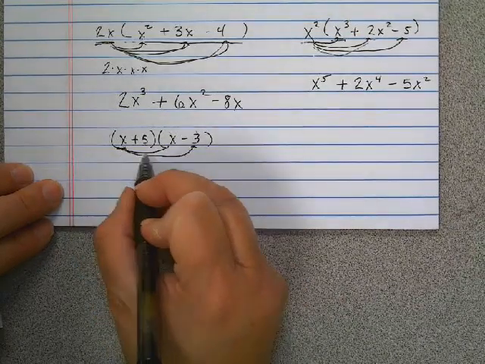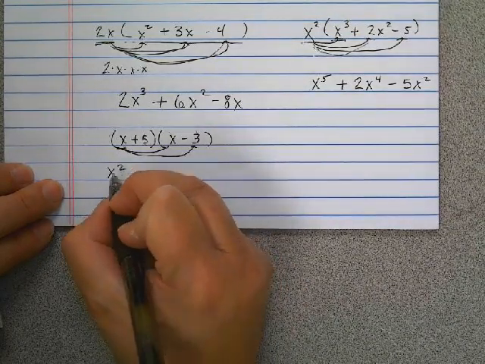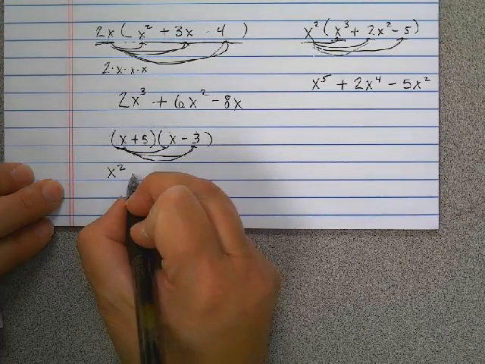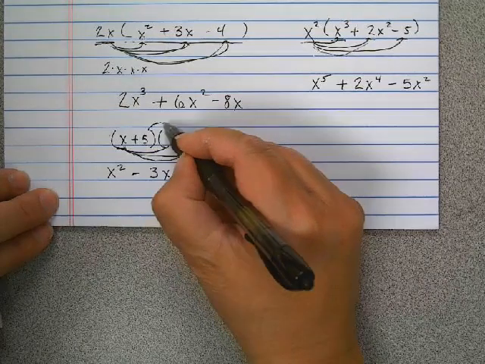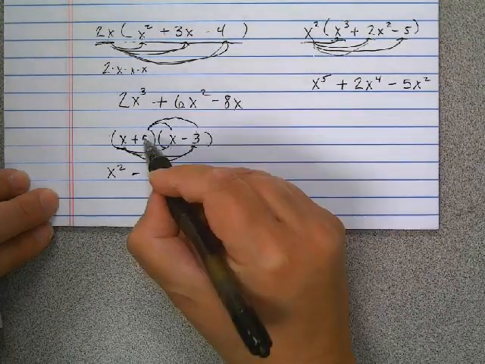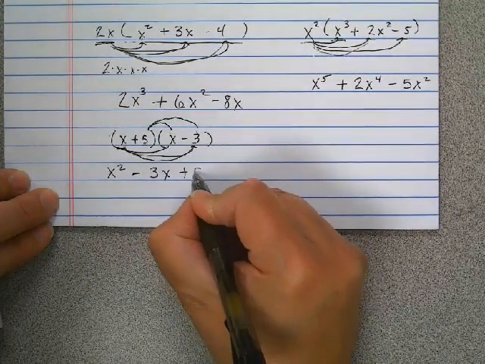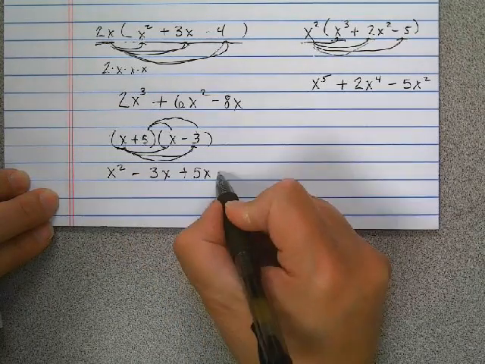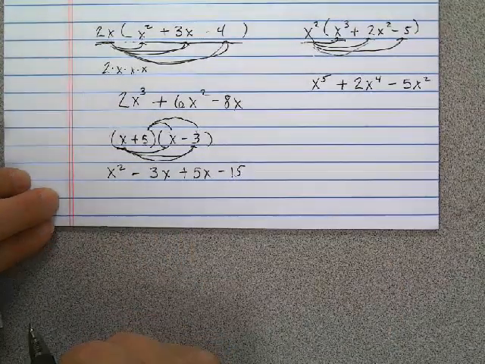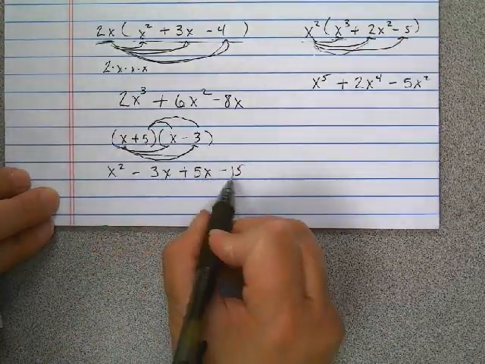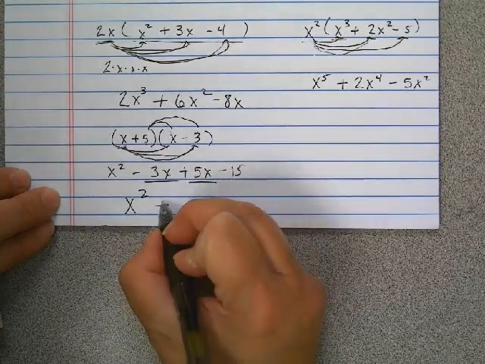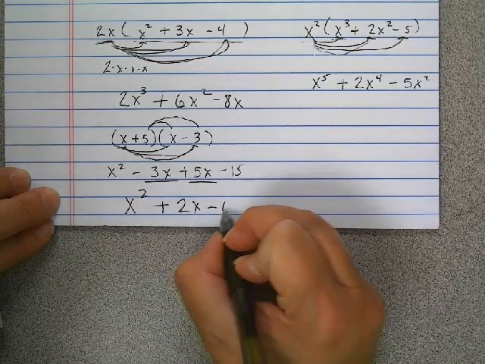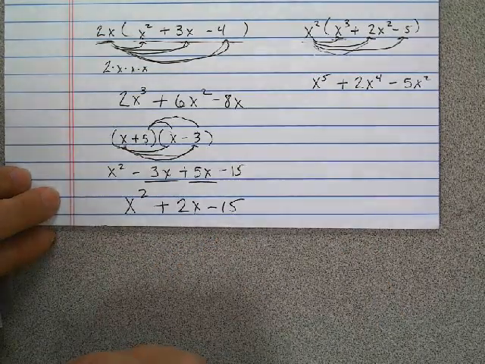So I'll start with x times x, which is x squared. X times negative 3 is negative 3x. Now I have to take the 5 times everything. So 5 times x is plus 5x. And 5 times negative 3 is negative 15. Now I want to go through and see if I have any like terms, and I do. So I have x squared. These are like terms. So plus 2x minus 15.